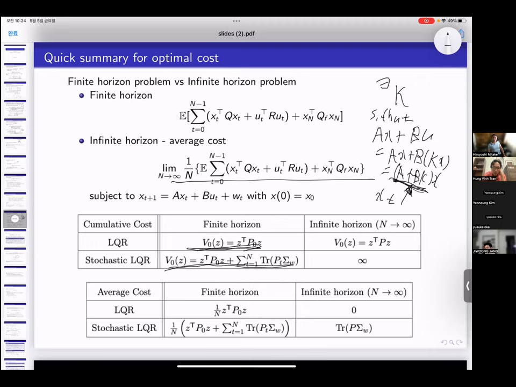For the infinite horizon problem in stochastic LQR, the cumulative cost is definitely infinity because of the noise. It never converges to zero, no matter the system parameters, because of the disturbance. And the cost is given in the second table for each case.